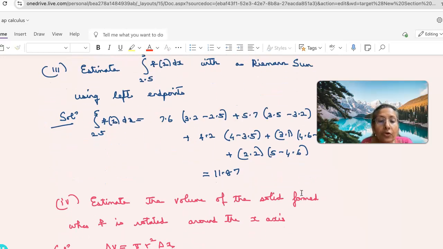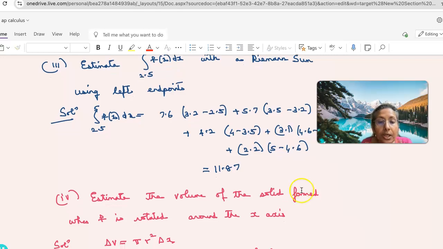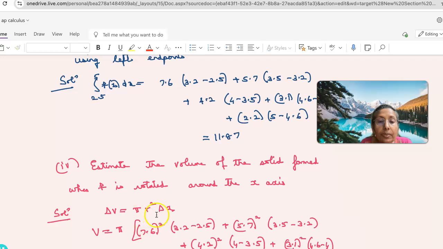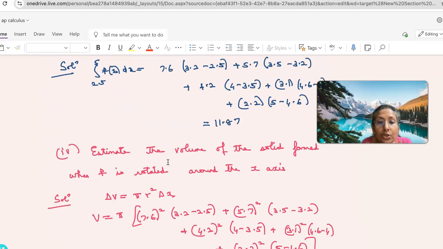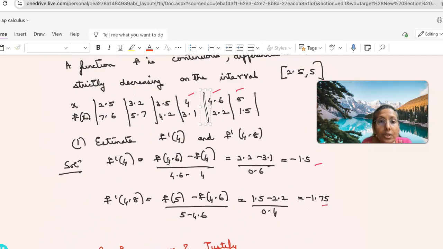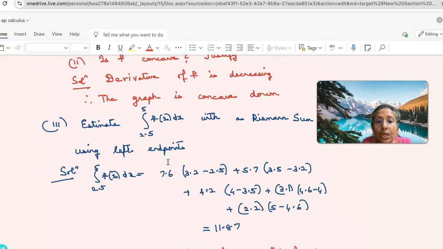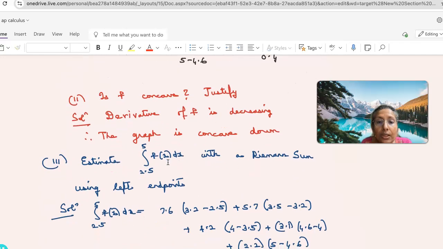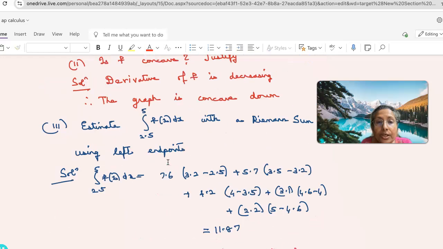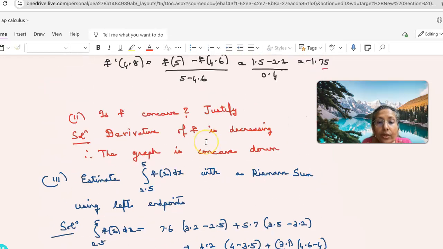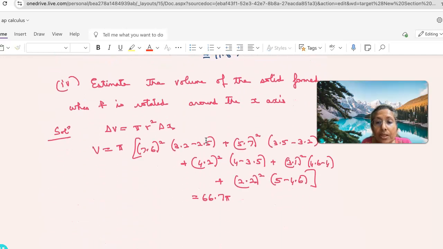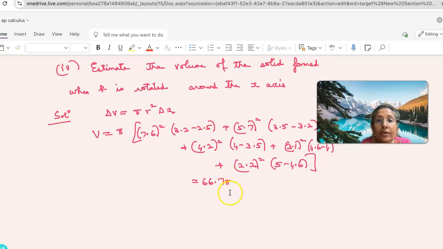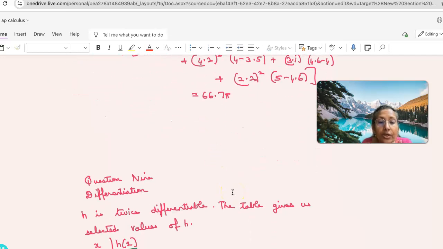Estimate the volume of the solid formed when f is rotated around the x-axis. So the volume is given by delta V equals pi r squared delta x. So that is pi times: r squared is 7.6 the whole square, delta x is 3.2 minus 2.5, plus 5.7 the whole square times (3.5 minus 3.2), plus 4.2 the whole square times (4 minus 3.5), plus 3.1 the whole square times (4.6 minus 4), plus 2.2 the whole square times (5 minus 4.6). That will give you 66.7 pi.